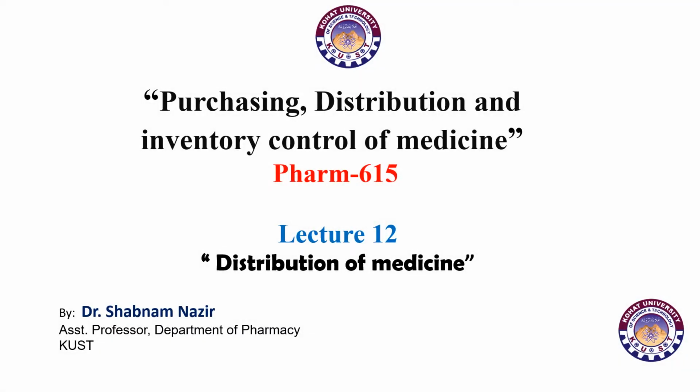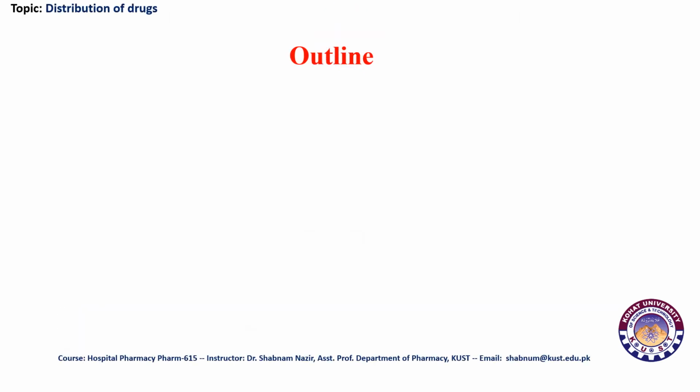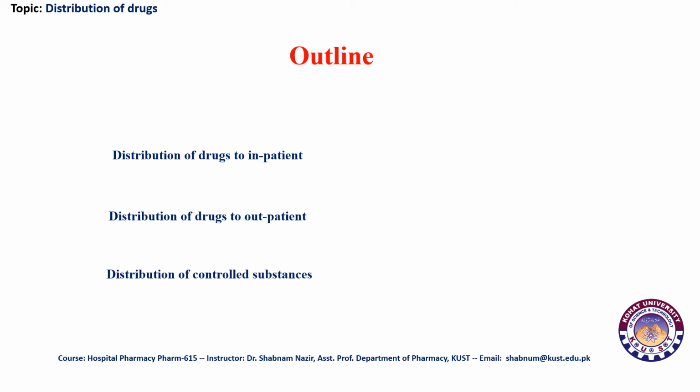Students, welcome to lecture 12 in hospital pharmacy. As we were discussing the chapter purchasing, distribution and inventory control of medicine, in that series we are discussing the last topic, and that is distribution of medicine. For today's lecture, we will be covering the topics distribution of drugs to inpatient, to outpatient, and distribution of controlled substances. So all the topics would be revolving around distribution of drugs to various areas of the hospital.